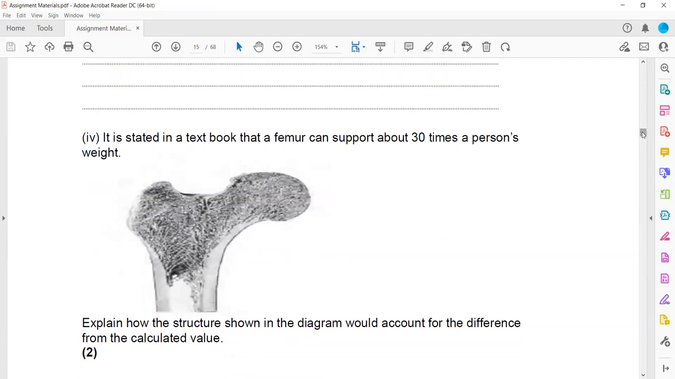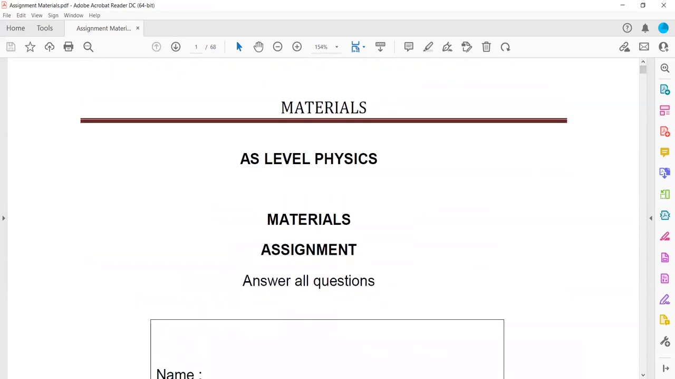So this is an assignment related to materials.